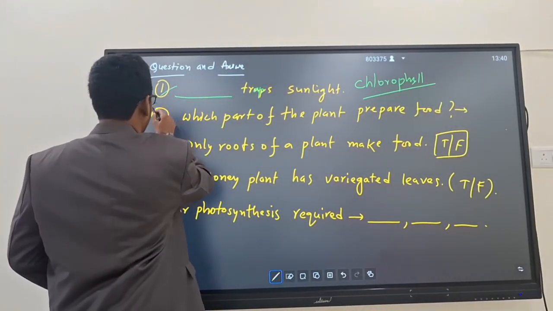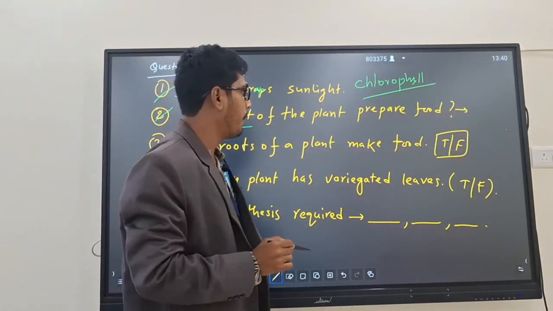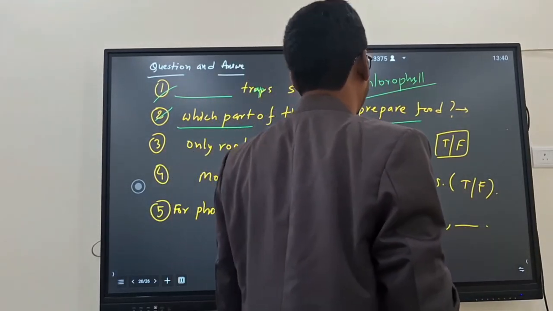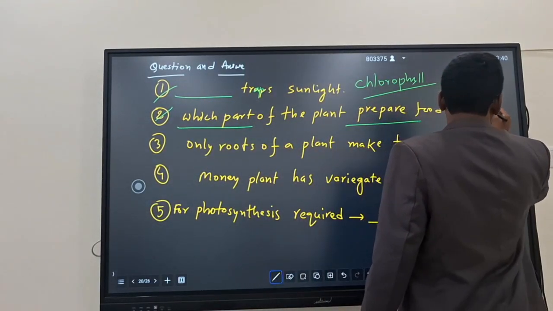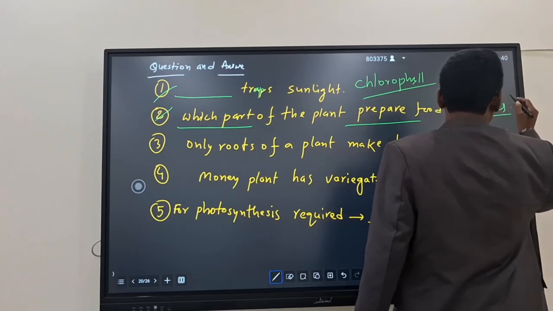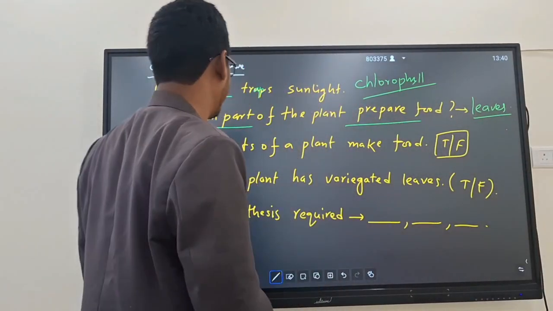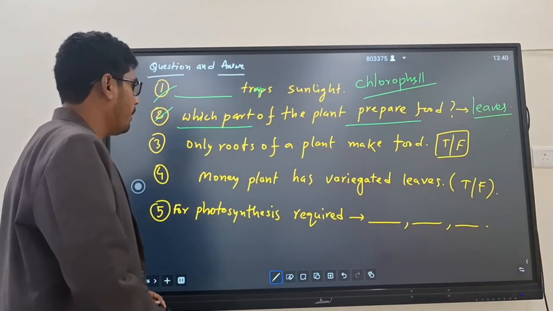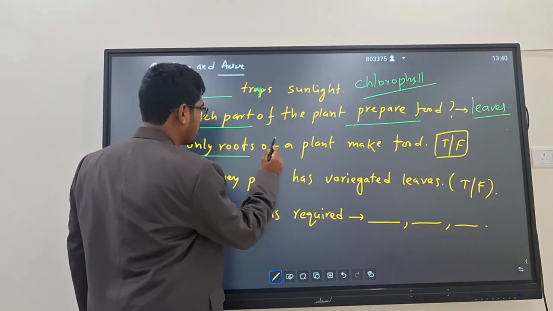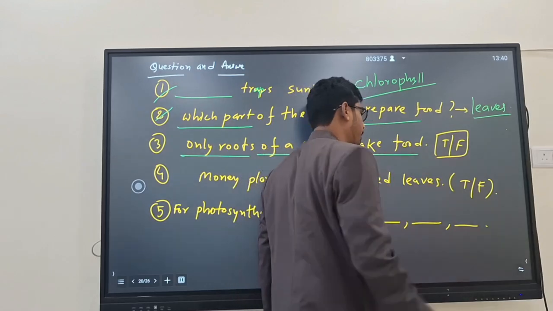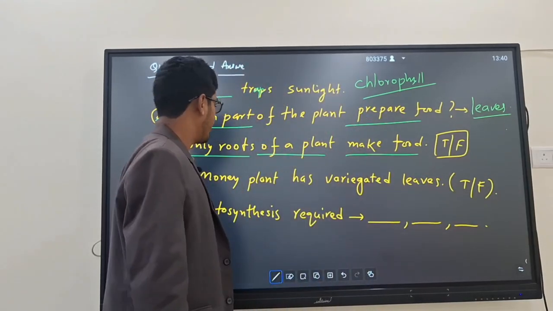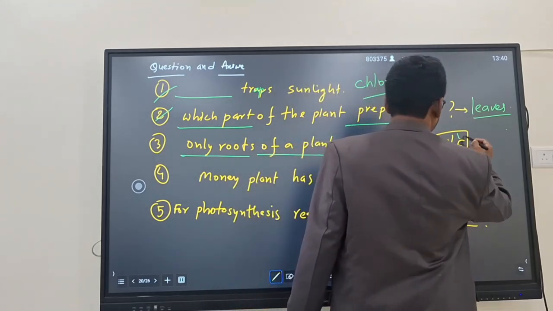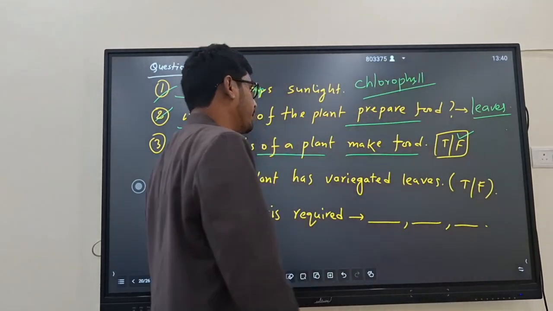Next question, which part of the plant prepares food? Leaves. Leaves make the food for the plant. That's why leaves are called the food factory of the plant. Only roots of a plant make food, true or false? Definitely it is false, because not only roots but leaves are present, and leaves make the plant food.